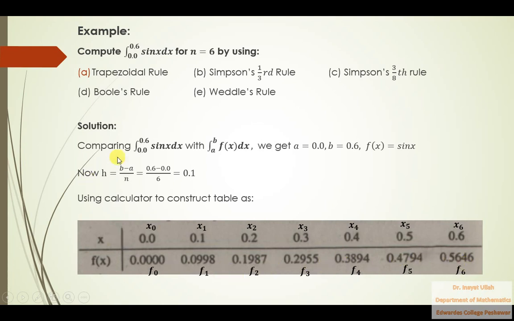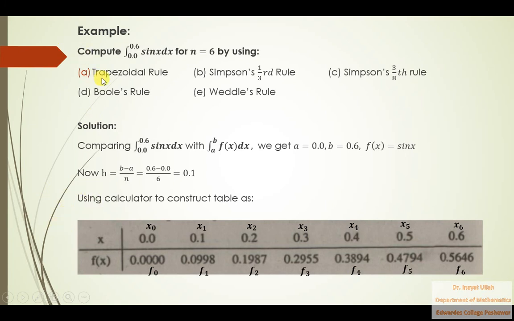Now all these three steps, if you are asked to compute this integral by trapezoidal rule, you must perform these three steps. For all those methods, for all those rules, you must do these three steps. So these three steps have been performed.